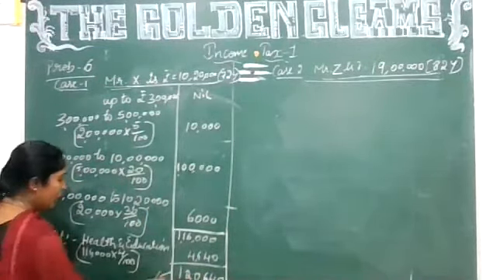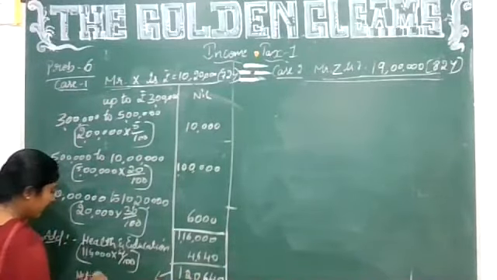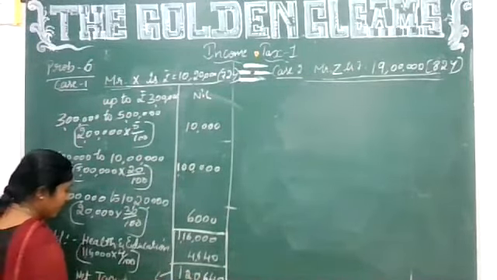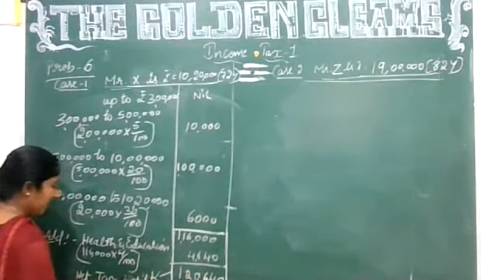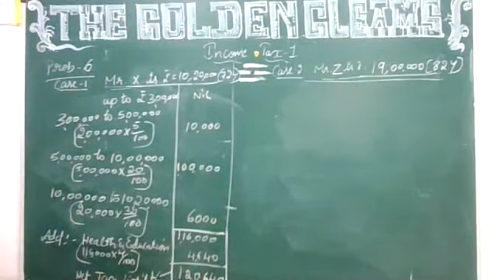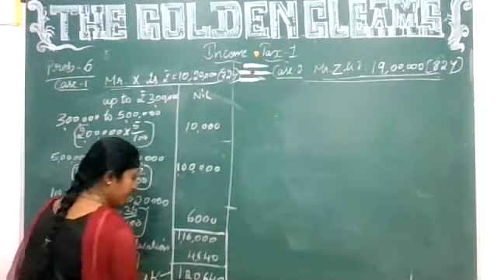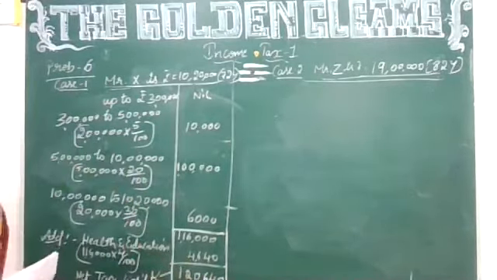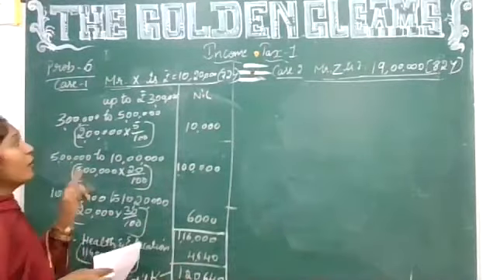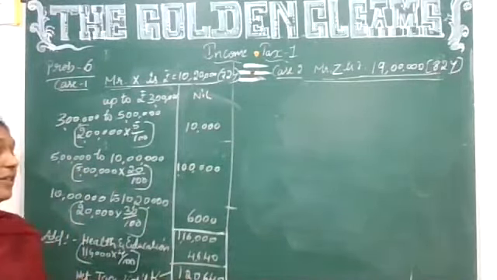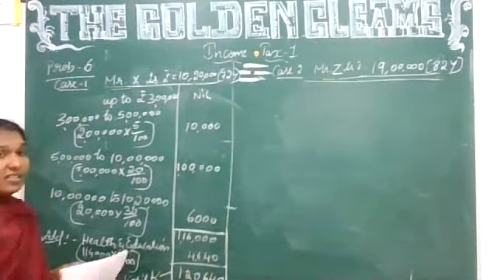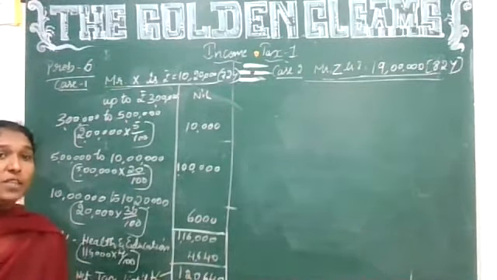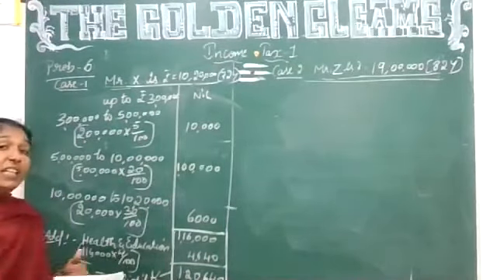1,20,640. This is the net tax liability. Case 1: Mr. X, the total income is 10,20,000. We're going to take the second format because the age is less than 80 years.